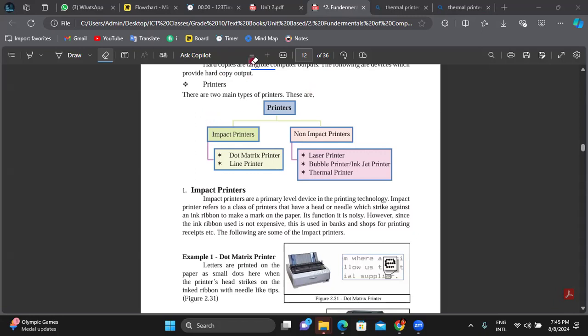So, but it's easy for you guys. Basic HTML is easier than HTML5. So, it's easy for you guys.